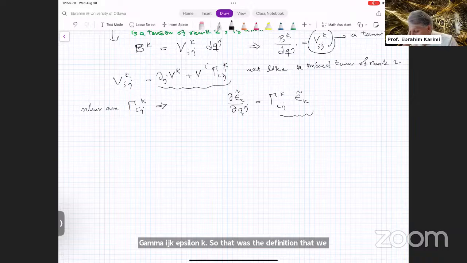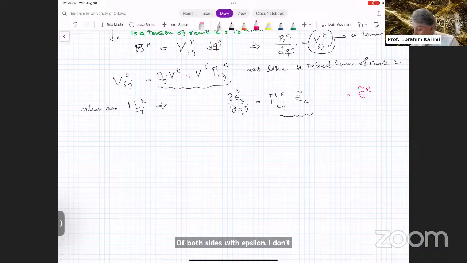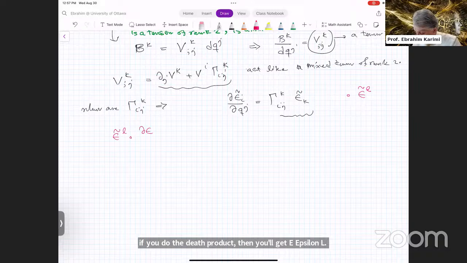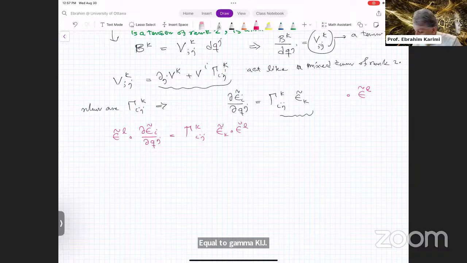And now let's do the dot product of both sides with epsilon, I don't know, L, for example. If you do the dot product, then you will get epsilon L dot product of the derivative of epsilon I with respect to J, equal to gamma KIJ epsilon K dot epsilon L. And the result of this is equal.